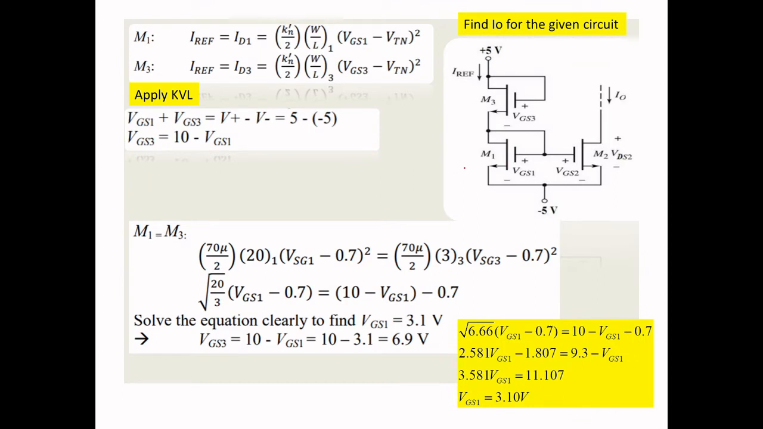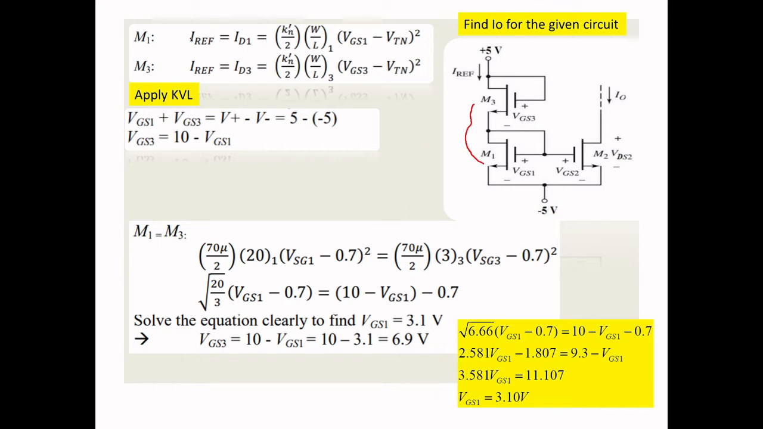In this problem, we want to find the I naught for the given circuit. Compared to the previous problem, the change in the circuit is that here you have a dual supply, plus 5 and minus 5. In the previous problem it was given plus some voltage, and below you had 0 voltage. Here you have plus 5 and minus 5. That is one thing you have to observe. Remaining things are the same. Here M1 and M3, you can see both are in series.